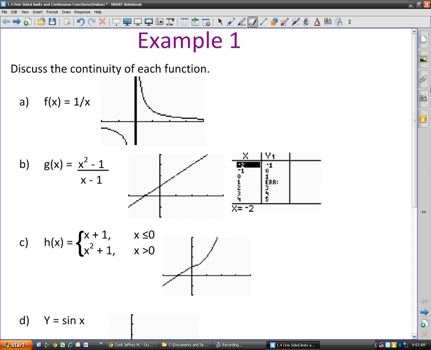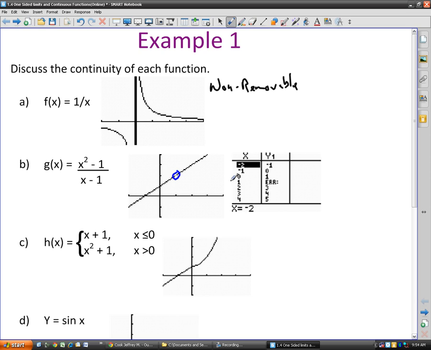So the first thing we look at is this graph right here, 1 over x, and I graphed the function so we could get a picture of it. You can see that if I put in 0 for x, the graph doesn't exist there, so this is a non-removable discontinuity. It's not removable because there's no way I can change the function so that it would be continuous at 0.